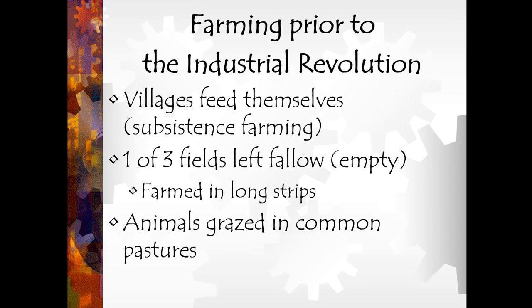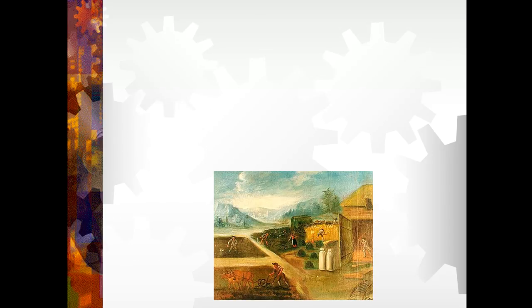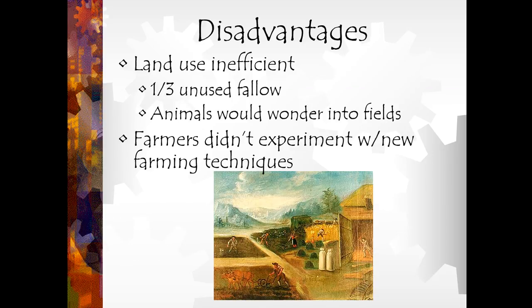Now, there were some disadvantages to this type of farming, and the first is that the land use was very inefficient. When you have so much land and you're leaving a third of it empty, then you're not getting as much food as you could get if you found a way to plant in every field every year and have high crop yields from those fields. In addition, the animals, because there are no fences, would wander into the fields and they would eat the plants or the food that was being grown for human consumption.